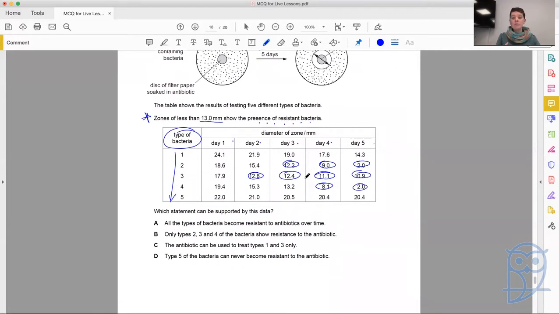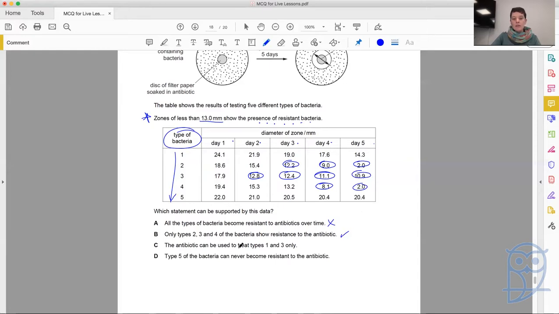So then we have to look at their statements and decide, do the data here support this statement or not? Part A, all the types of bacteria become resistant to antibiotics over time. That's far too general. We are testing this one antibiotic and we are testing only 5 types of bacteria. So there's not a chance we can make a statement like that. Only types 2, 3, and 4 of the bacteria show resistance to the antibiotic. Well, we've only circled these less than 13 showing resistance in 2, 3, and 4. So this one we agree with. But let's confirm with the other 2.